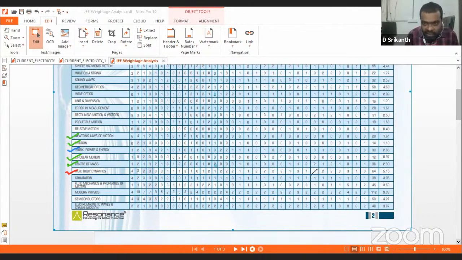Even gravitation you need to complete in the first round only. And fluid properties and mechanics. Modern physics, every time they are asking, so complete it in the first round. Coming to semiconductors, you can complete in the second. Electromagnetic waves and communication, every time they are asking, you can complete in the second round. This one is number 2, and here it is number 1 in the first round. The green one is number 3.